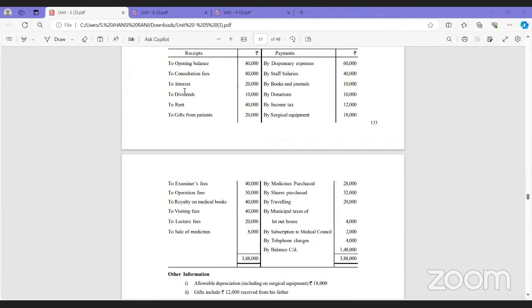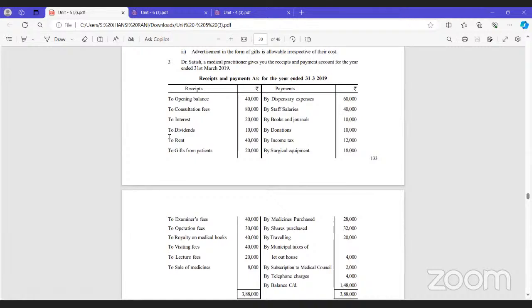And if you look here, we have not taken interest, we have not taken dividend, we have not taken rent, we have not taken royalty on medical books. Why? Because what is his profession? His profession is a doctor, medical practitioner. A doctor's work is not receiving interest, not investing in shares, not receiving rent. These are not his professional receipts.